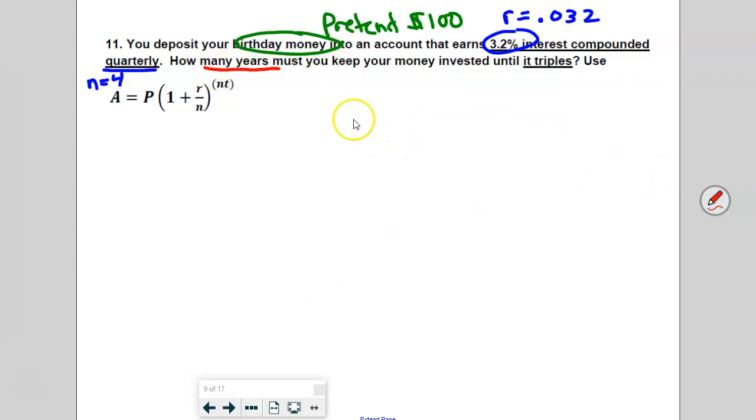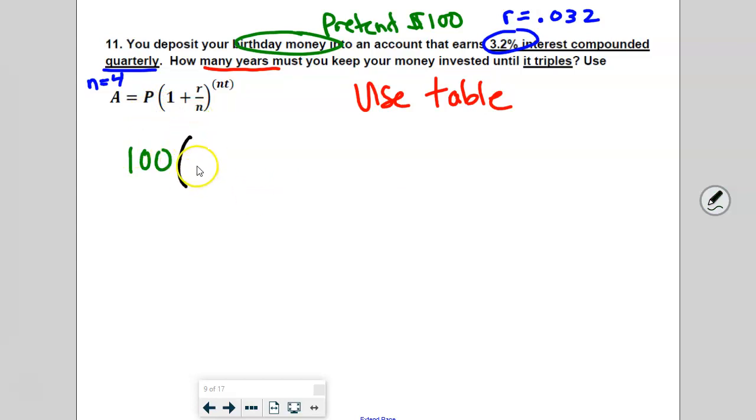So because we don't know how many years, we're going to have to use our table. Again, you can also use logic. When you look at the answer choices, some of them are going to make absolutely no sense whatsoever. So when I put my numbers where they belong, my initial principal technically could be anything.